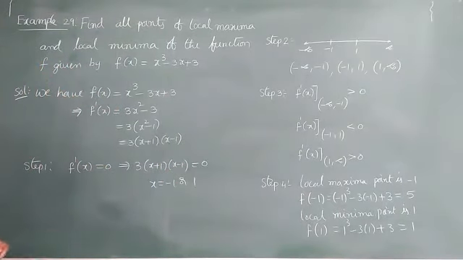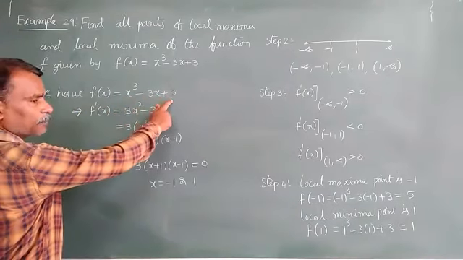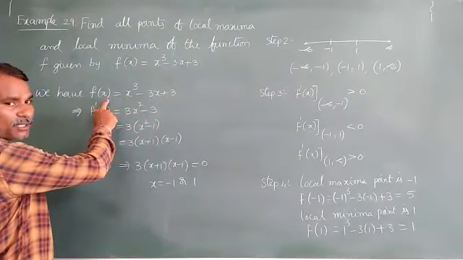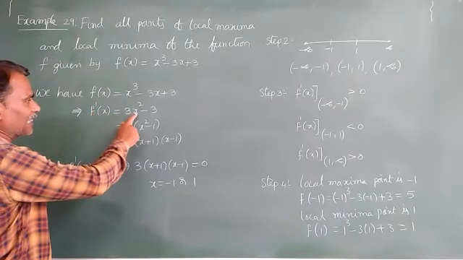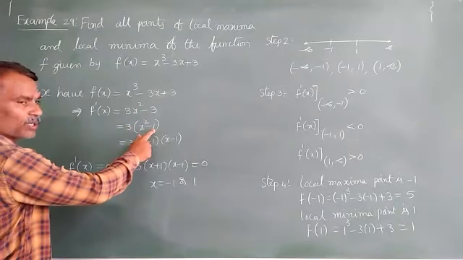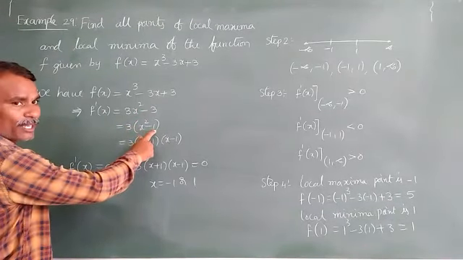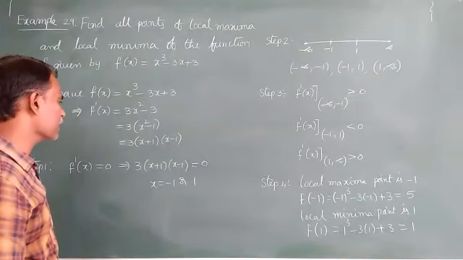What are we doing, guys? We have f of x is equal to x cube minus 3x plus 3. First, the derivative of the function: f dash of x is equal to 3x square minus 3. Take 3 common: x square minus 1. This is a square minus b square, which we can write as a plus b into a minus b.